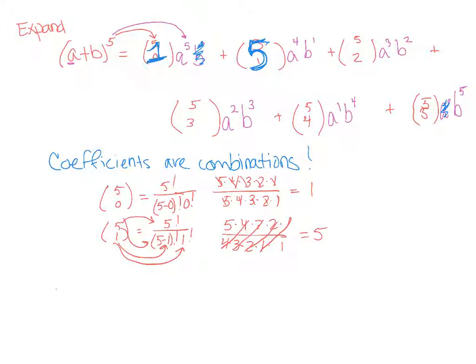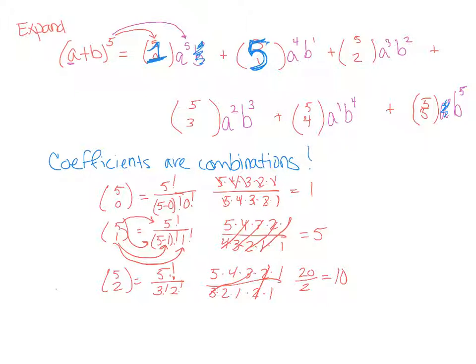Okay, so let's keep going with our combinations. So 5 choose 2. That's going to equal 5 factorial over 5 minus 2 factorial, which is 3 factorial, times the bottom number, 2 factorial. Okay, well that means 5 times 4 times 3 times 2 times 1 all over 3 times 2 times 1 for 3 factorial, and then 2 factorial is 2 times 1. And so we can cancel out some things that are the same here. So I end up with 20 over 2, which equals 10.